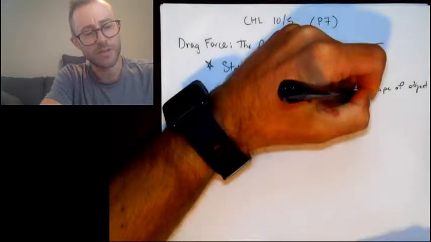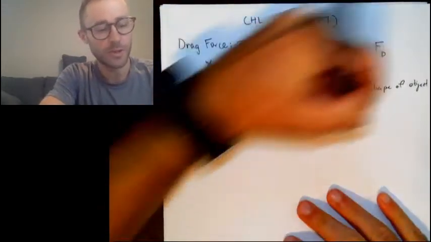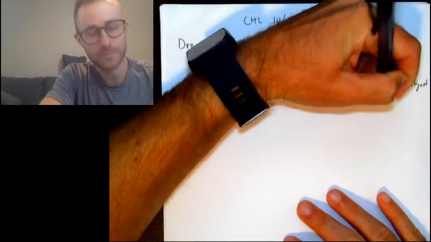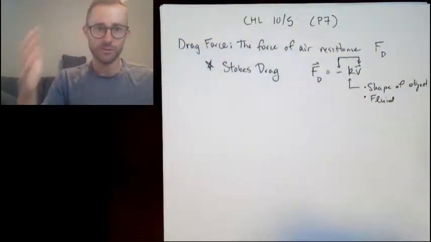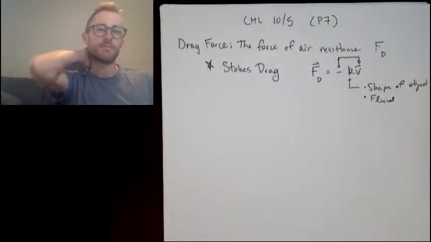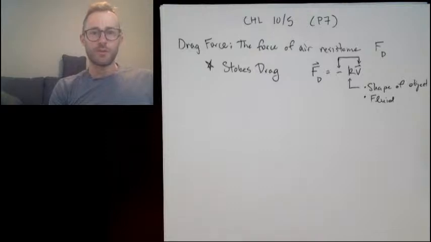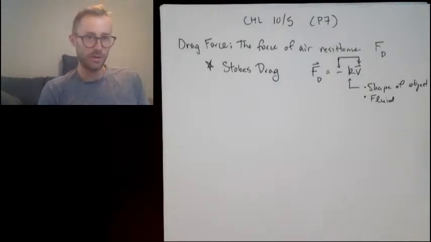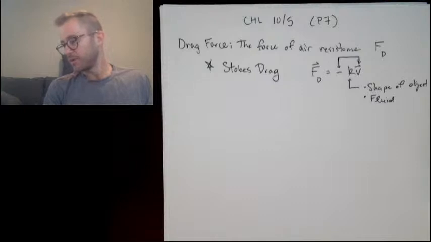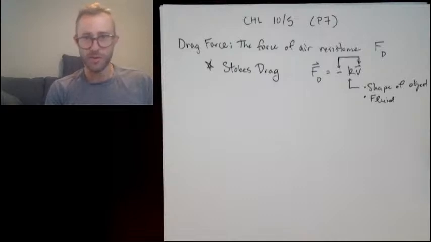And then the other thing it depends on is the fluid that the object is moving through. So I'm considering air as a fluid, water as a fluid, any gas as a fluid. The thicker the fluid is, the larger the K constant is going to be. So for example, if you are going through air, the K constant is going to be relatively small, whereas if you go through water, the K constant is going to be large. If you go through molasses or honey, the K constant is going to be even larger still.